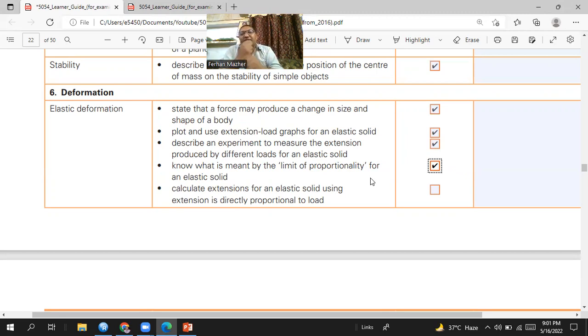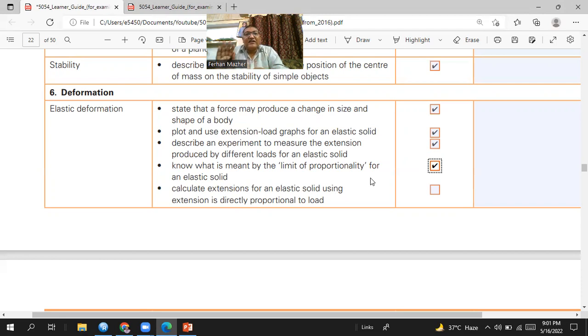Limit of proportionality means that on the extension-load graph, the point up to which the graph is a straight line. If you cross that point, if you increase the load beyond that limit, what happens? The extension and the load are no more directly proportional to each other. The extension-load graph does not remain a straight line. It starts curving in the upward direction if the extension is on the y-axis.